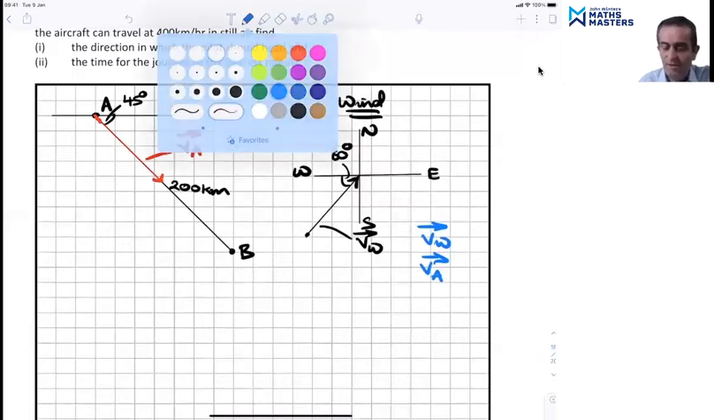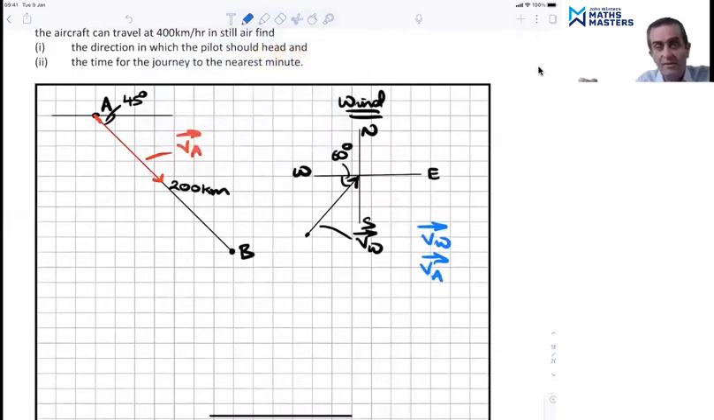Now, the velocity of the aircraft relative to the wind is the velocity that the aircraft would have if there was no wind, if the wind was stationary. If there was no wind, that's the velocity that the aircraft would have, okay?